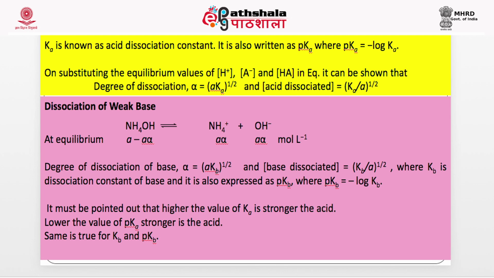In this equation, Ka equals H plus into A negative upon HA. If we substitute these values, this becomes A alpha into A alpha upon A minus A alpha. Since they are weak, their dissociation is very small, so A alpha will be negligible as compared to A. We get A alpha into A alpha upon A, or ultimately by simplifying, we will get K equals A alpha square, and alpha equals the square root of this. In case of a base, instead of K, we will have this.